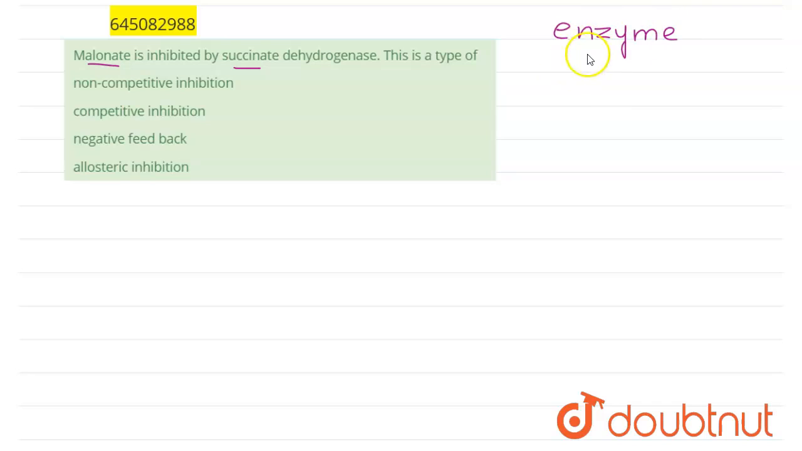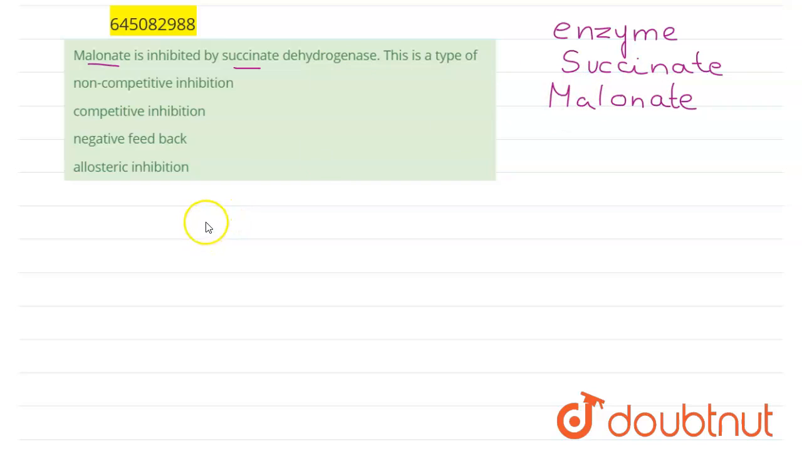Now, the substrate on which this succinate dehydrogenase acts is known as succinate. And here, the compound malonate is structurally very similar to succinate. So what happens is, malonate inhibits the enzyme by competitive inhibition. Malonate prevents the action of the enzyme on succinate because they are structurally similar. So malonate prevents the succinate dehydrogenase from performing its catalytic action.